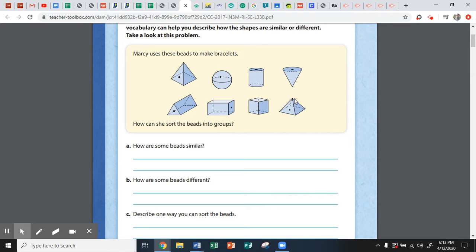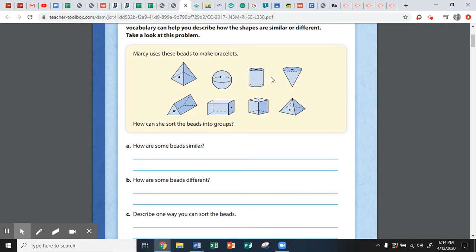For C, it says describe one way you could sort these beads. If I were to take some of the beads and put them into a certain pile based on their attributes or how they look similar, how would I do that? Well, one way I can sort them is based on their size. Maybe I could have a pile of small beads, a pile of medium-sized beads, and a pile of large beads. I can also sort them based on the shapes that I see.